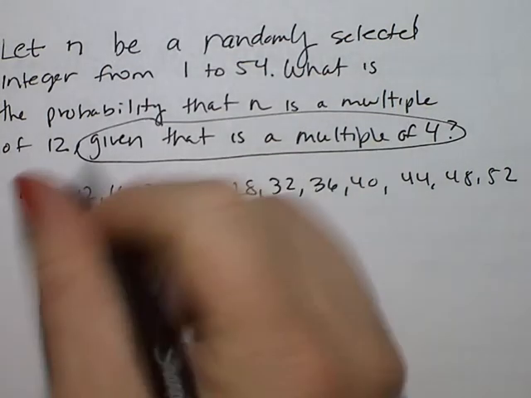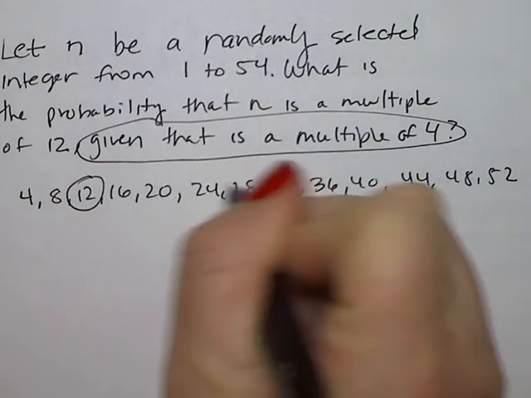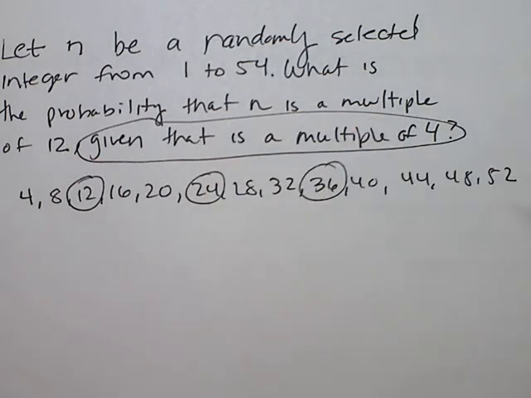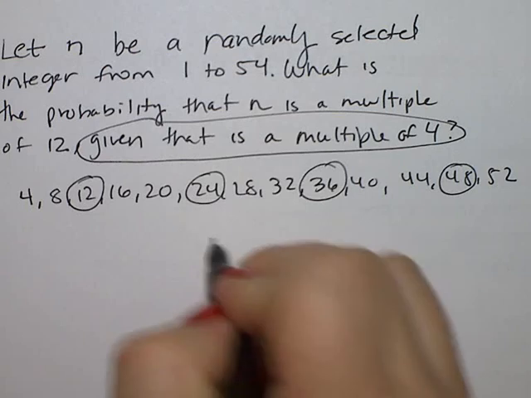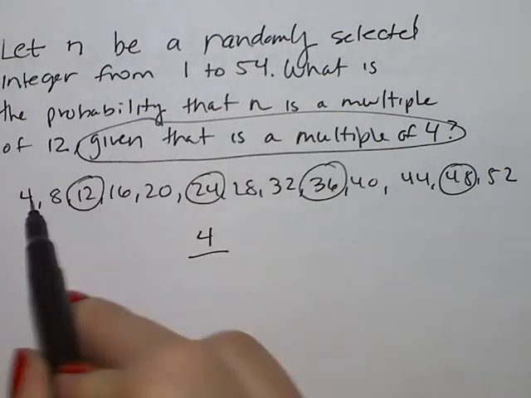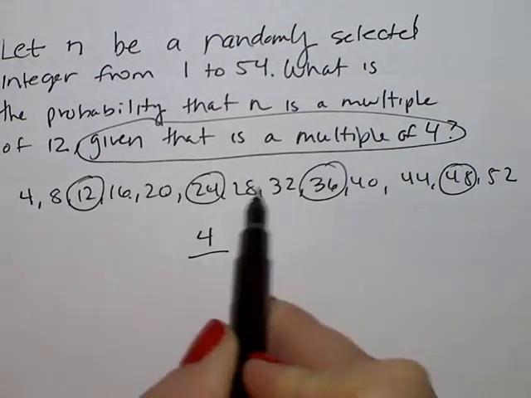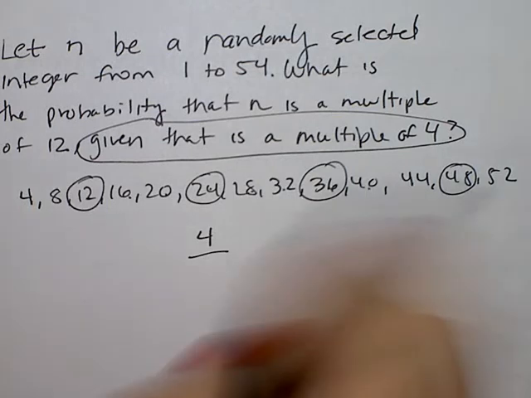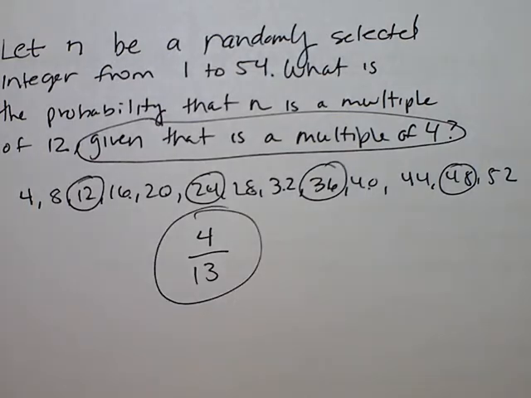So multiples of 12 would be 12, 24, 36, and 48. I know there's 4 of them. How many total? 1, 2, 3, 4, 5, 6, 7, 8, 9, 10, 11, 12, 13. Written as a fraction in reduced form, it would be an answer of 4 out of 13.